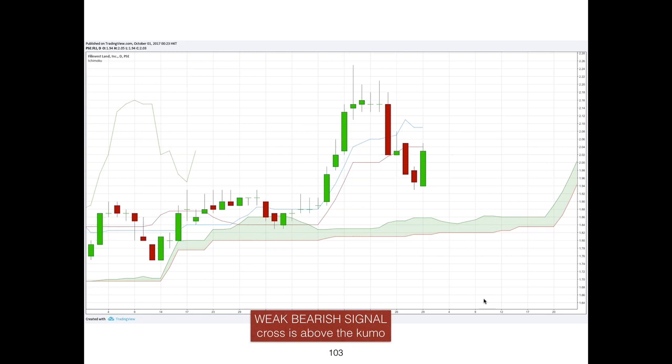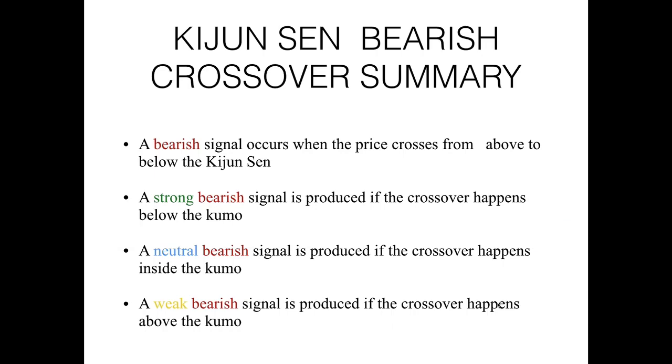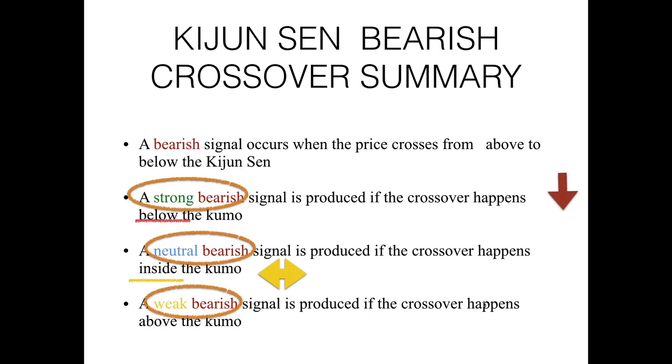So the price of FLI is below the Kijun-sen, but this could still bounce off the Kumo because it is still officially on an uptrend. So a bearish signal happens when price crosses from above to below the Kijun-sen. A strong bearish signal is produced if the crossover happens below the Kumo. A neutral bearish signal is produced if the crossover happens inside the Kumo. And a weak bearish signal is produced if the crossover happens above the Kumo.